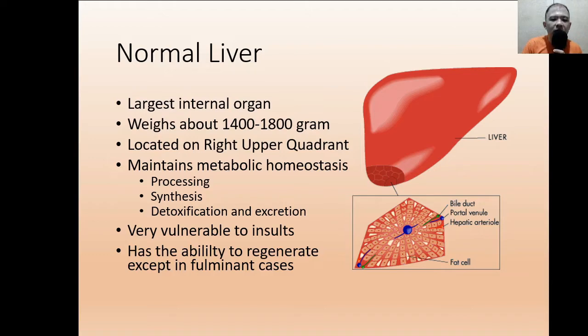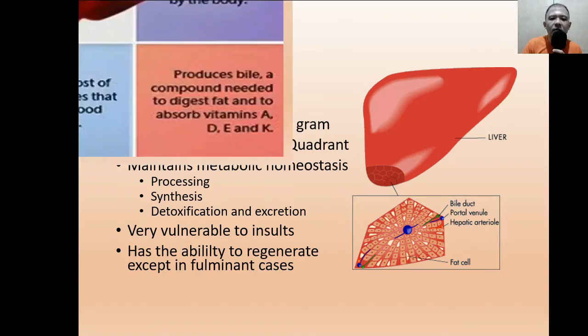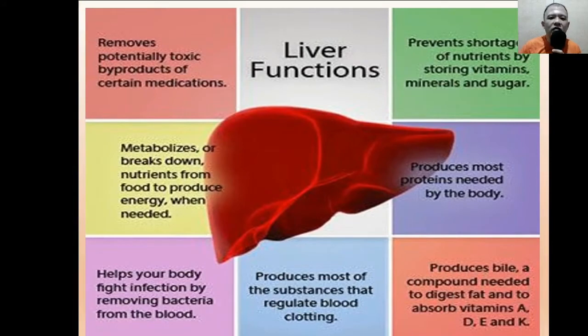there are some exceptions. The regeneration has some limitations also. There is a ceiling point. So these are the functions of the liver. It can detoxify some toxic chemicals. It can also be the storage of different nutrients such as vitamins, minerals, and of course glucose, and produces most of the proteins needed by the body.